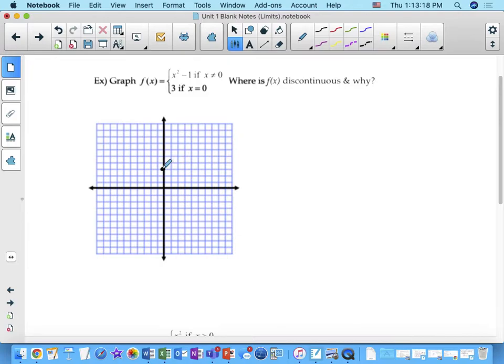When x equals 0, f of x equals 3. If x doesn't equal 0, then f of x equals x squared minus 1, which is just a parabola that has been shifted down 1 unit. Okay? So what that means is that there's a hole right here. Right? Because when x equals 0, it does not equal x squared minus 1. It equals 3. And then I can put it in my points, so 2 up 4. Right? So it's going to look like this.